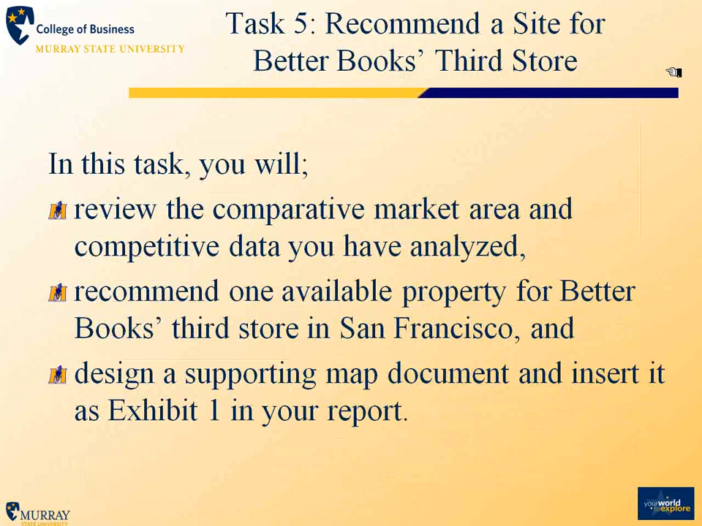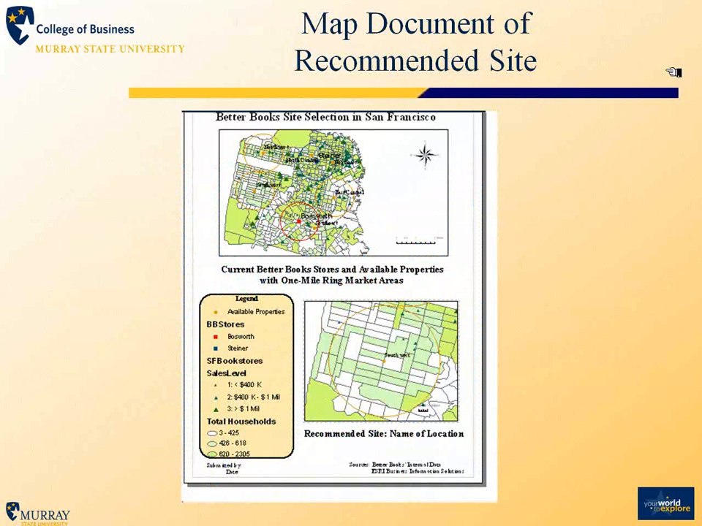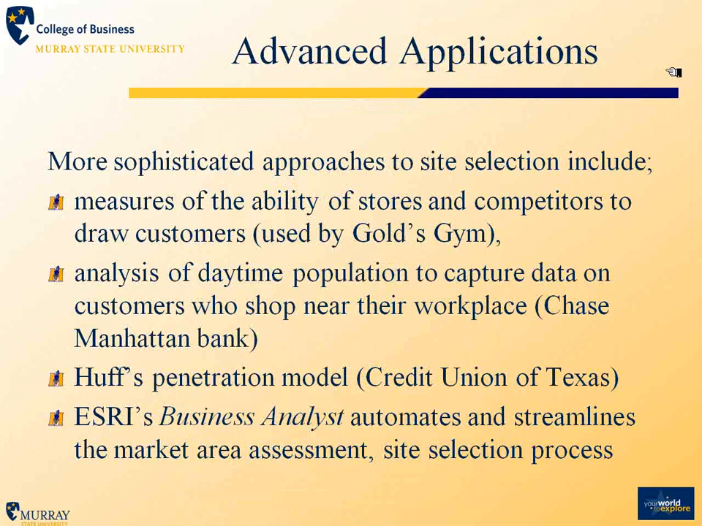Then finally, in step 5, you'll culminate the exercise by reviewing all the information that you've pulled together and the data on the various available properties in their market areas. Select one of those as your recommended site for the third store and create a map document which supports that decision. So here you have a sample of the type of map document that you'll create with a zoomed-in map of the selected available site that you're going to recommend.